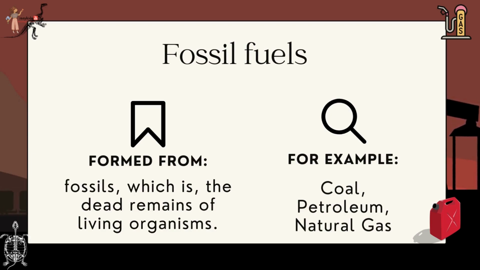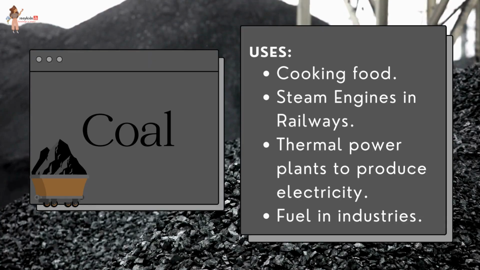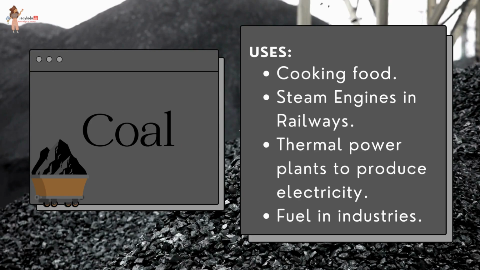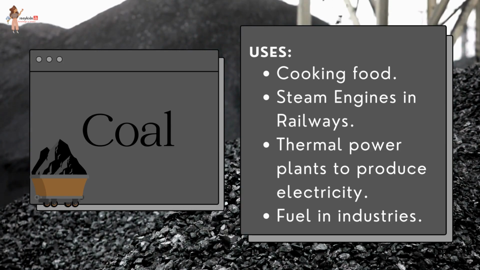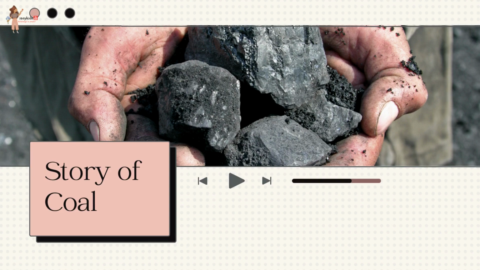Fossil fuels are formed from fossils, which is the dead remains of living organisms. For example, coal, petroleum, and natural gas. Coal is used in cooking food, steam engines in railways, thermal power plants to produce electricity, and as a fuel in some industries.